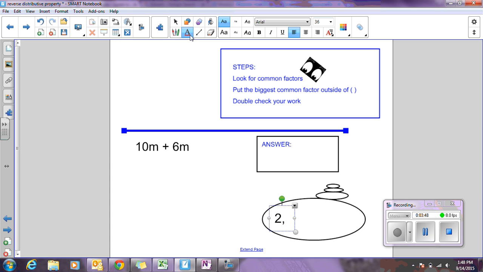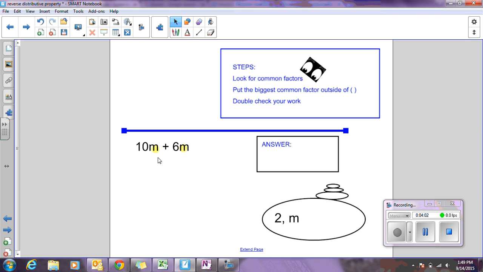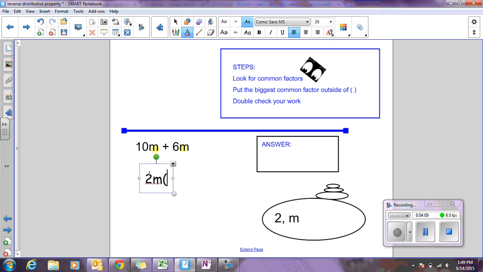Okay, so there's only really one number that's a common factor. But take a look. They also have a variable in common. So we can use that. We can say that they also have an m. So a 2 and an m are going to have to go on the outside of parentheses. So let me set this up. 2m, parentheses, blanks, there's an addition sign, and then a blank.